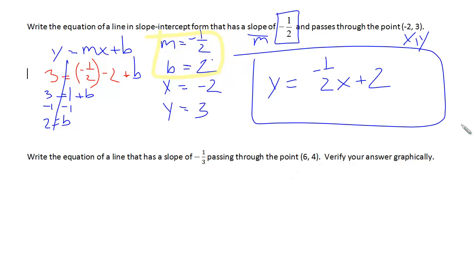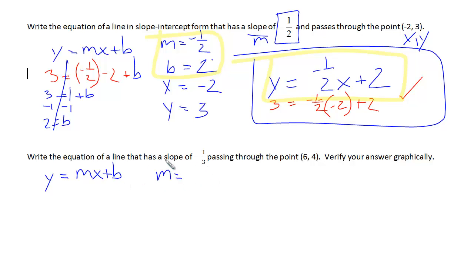You can certainly always double check yourself by plugging in the point. So I can say 3 equals -1/2 times -2 plus 2. Again, this would be a +1 plus 2 is 3, so that checks. So there is my equation of the line in slope-intercept form. And if we look at the one right below, we can do the same thing. I'll write my equation. I identify what I know. It says I have a slope of -1/3. And I have a point.